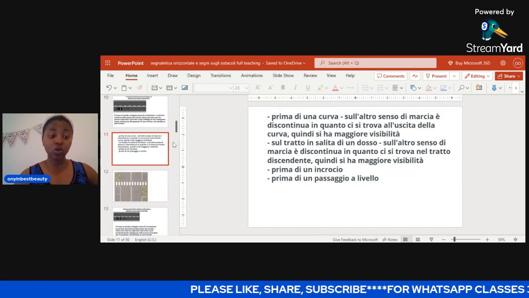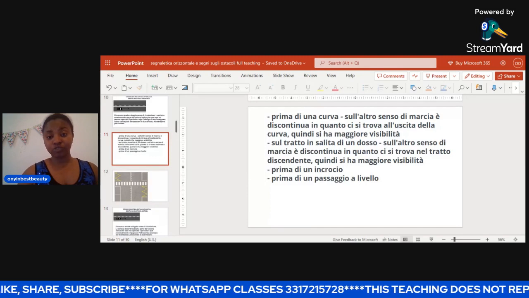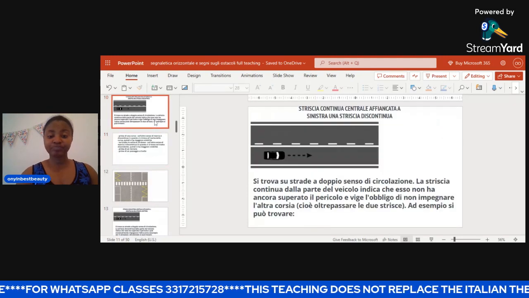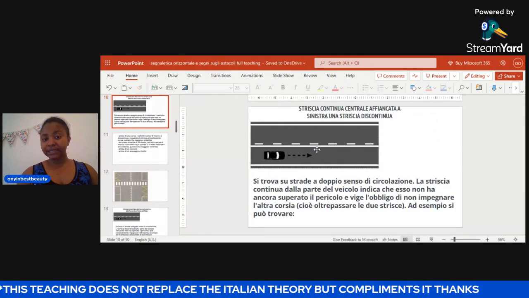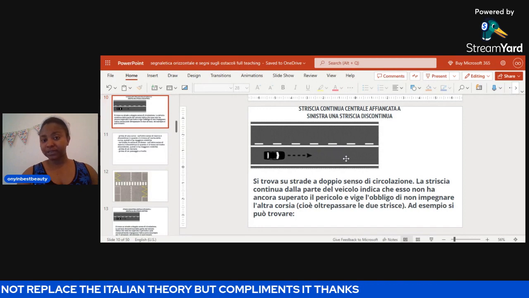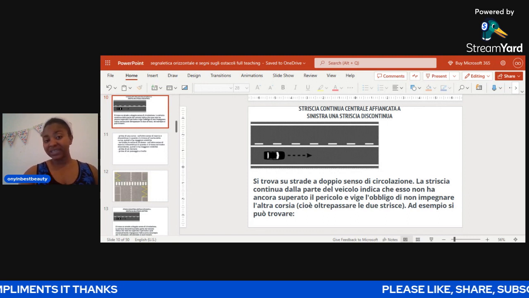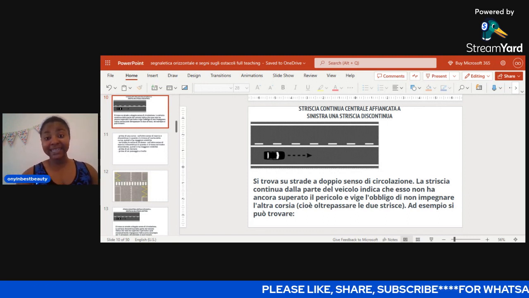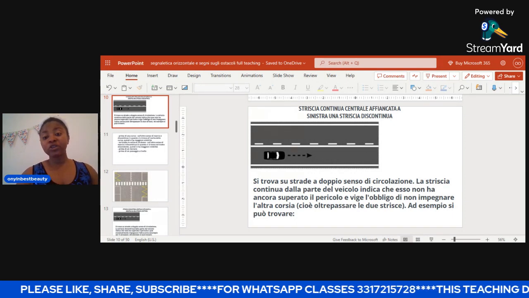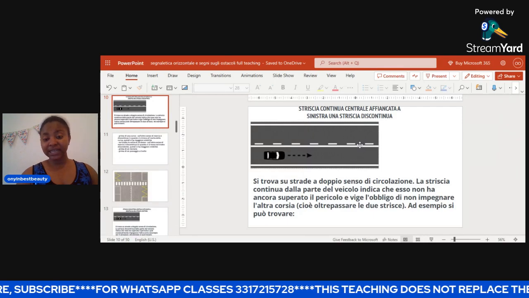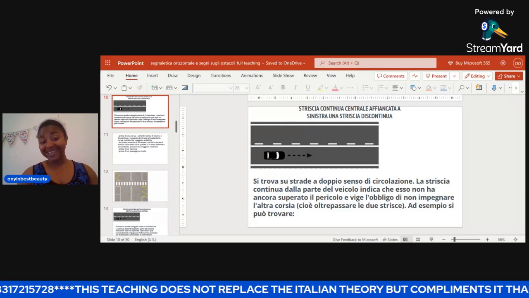Prima di un passaggio a livello, also before a passaggio a livello, you will still see this type of striscia affiancata. It tells you that you are approaching this particular spot where a continuous line is on your side, so hold your side. You are close to a passaggio a livello, where train tracks cross the road. That is what they call passaggio a livello. It is a level crossing for trains. It tells you that you are close to a danger. Now, when you drive out, you will see the discontinuous line telling you that you have just successfully overcome the danger. Now you can do your overtaking.